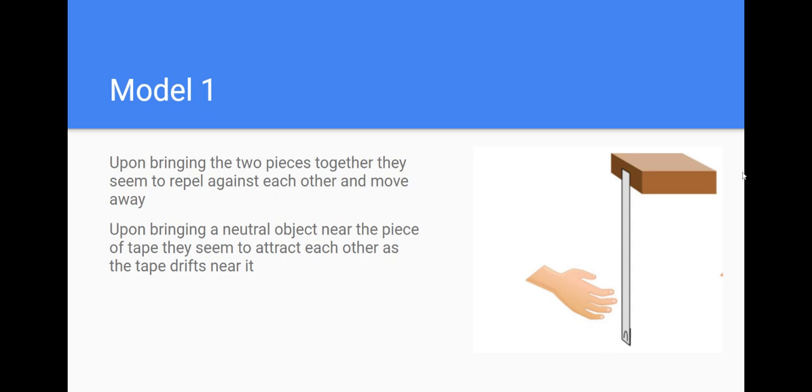So this first model here, we have a piece of tape hanging from an object. And what we've established is that upon bringing two pieces of tape together, they seem to repel against each other and move away. However, upon bringing a neutral object, such as a book, the piece of tape seems to drift towards it.